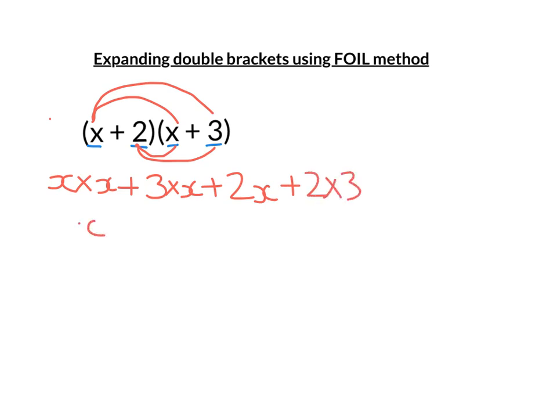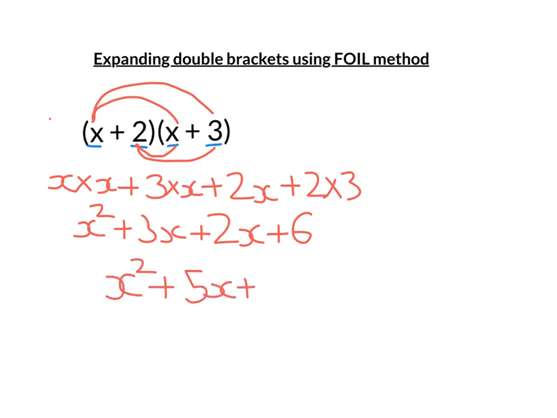So if we simplify this out, we're going to have x squared plus 3x plus 2x plus 6, which then, if I collect the like terms in the middle, gives me x squared plus 5x plus 6.